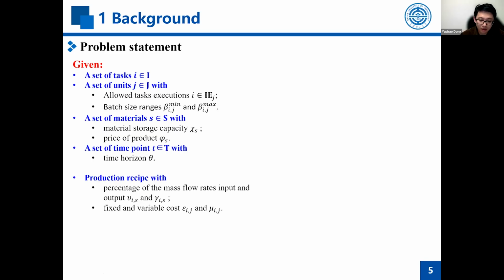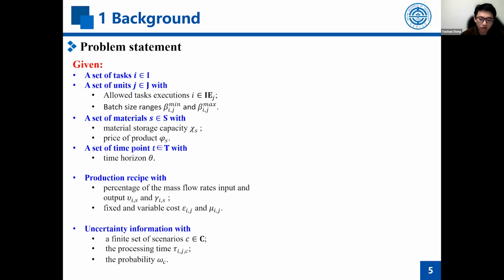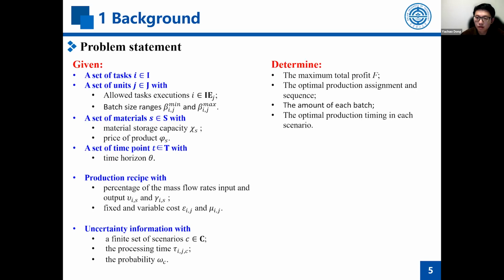The production recipe is given, which is a norm in every scheduling problem, and the fixed and variable costs are also known. We consider the uncertainty information in this work, which is the processing time uncertainty, and it is characterized by a set of scenarios C. And for each scenario, a given task has a processing time value, and the probability of each scenario is calculated based on historical data or other estimation. And the goal of our scheduling problem is to solve the maximization problem of the total profits. And in this solution, one should determine the optimal production assignment and the production sequence, as well as the batch size of each batch and the optimal production time in each scenario.